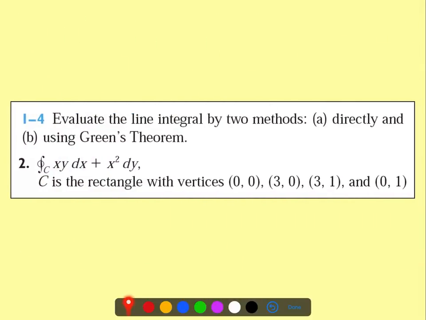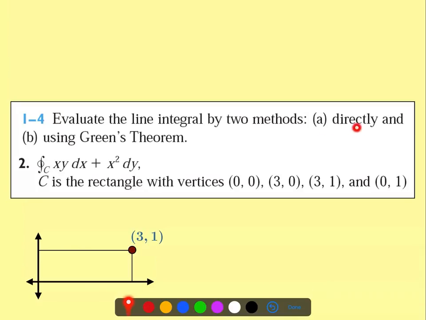So let's look at this problem. Here we have a rectangle. Let me draw a picture of this rectangle. So the curve is going from the origin to 3, 0, to 3, 1, and then to 0, 1, and then back. So that's the region described by this curve. It's enclosing this rectangle here.